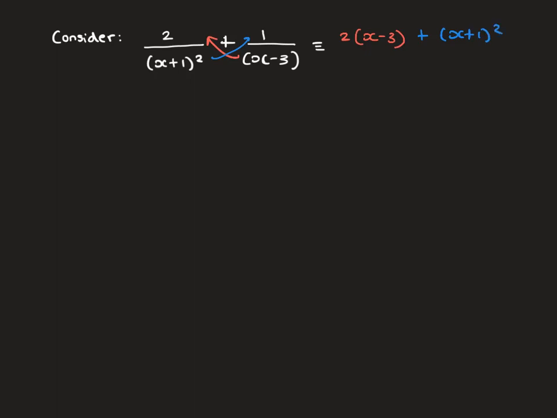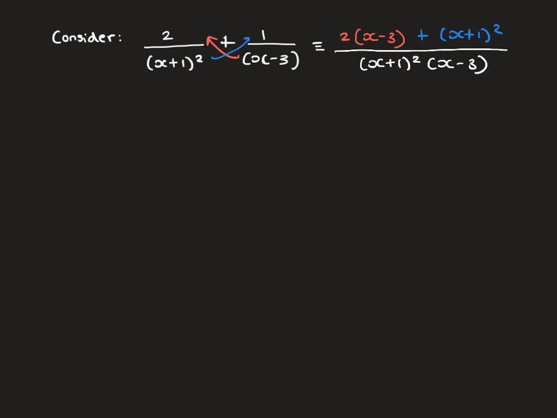So to truly understand this, we really need to go back to adding fractions together. So supposing I asked you to add together the fraction 2 over (x plus 1) all squared and 1 over x minus 3. Let's add these together and see what happens. So common denominator, cross multiply. This gives us 2 bracket x minus 3 plus (x plus 1) all squared all over a common denominator of (x plus 1) squared (x minus 3).